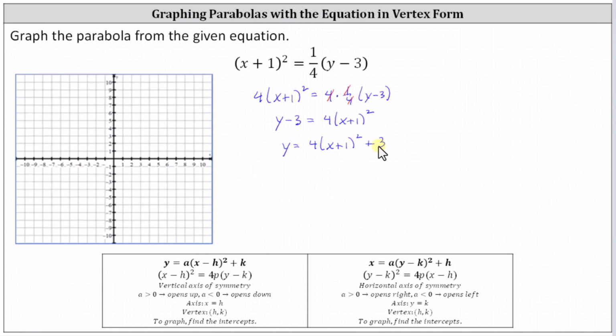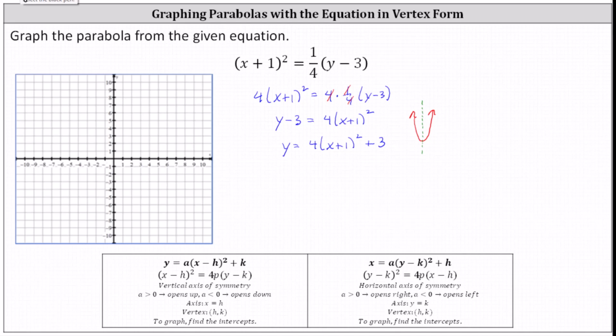Now that we have the equation in vertex form, again, notice because the x part is being squared, the parabola has a vertical axis of symmetry, which indicates the parabola opens up or down, and because a is positive 4, we know the parabola opens up and will resemble this shape. Notice the parabola does have a vertical axis of symmetry.